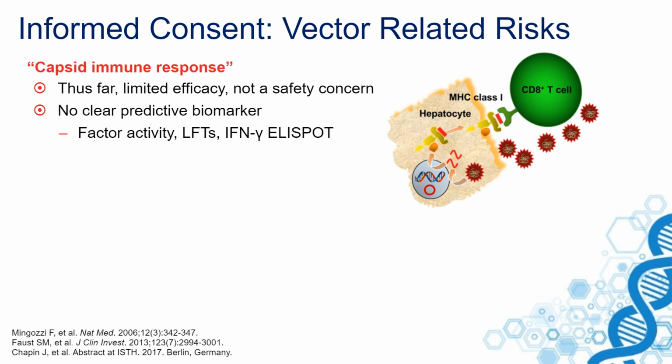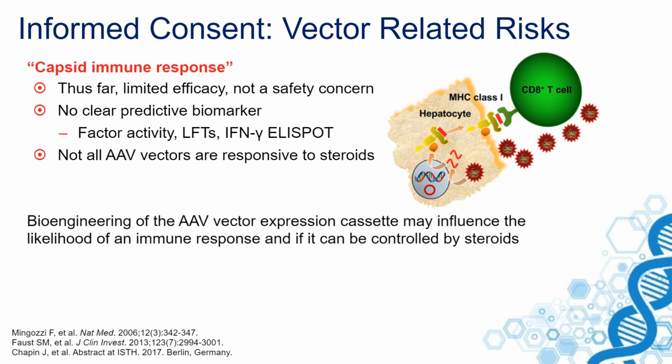It's important to know that some, but not all, trials have demonstrated that in the setting of a capsid immune response, this can be controlled by steroids, but in now a couple different trials, it's been demonstrated that not all AAV vectors, if this capsid immune response is triggered, are universally responsive to steroids. The salient point, a hypothesis generated and supported by at least some clinical data, is that the actual composition of the vector cassette may influence the likelihood of developing this capsid immune response, and also whether or not it may be controlled by steroids.